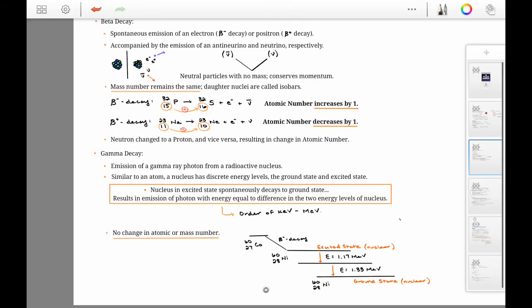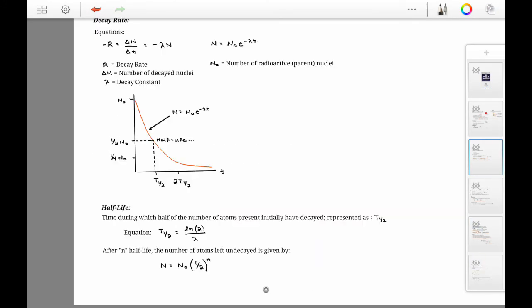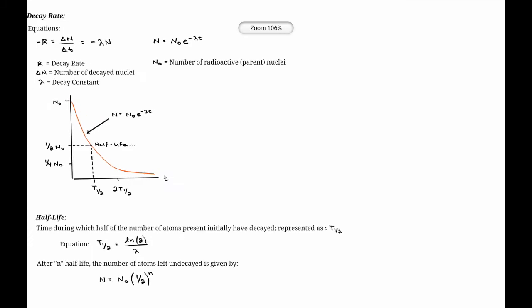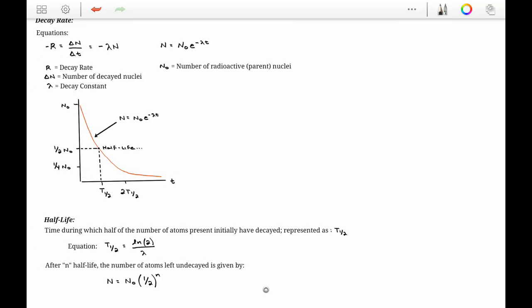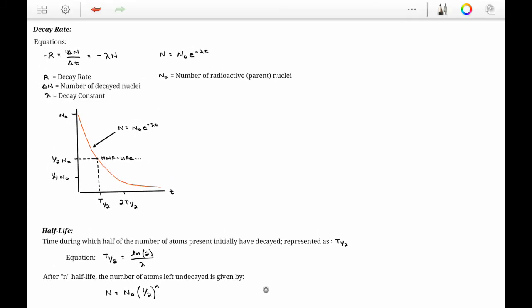And so lastly, what I want to talk to you about just briefly is decay rate and half-life. For decay rate, the equation is negative R is equal to the number of decayed nuclei over the change in time, ΔN/Δt. Or this is also equal to the negative decay constant times N, which is the number of atoms left undecayed. And so we can solve for N with this equation here, where N is equal to N initial, the number of radioactive parent nuclei, times e to the negative decay constant times t.